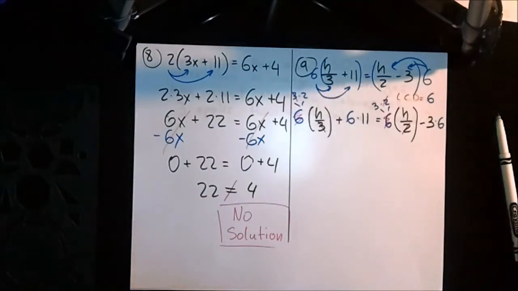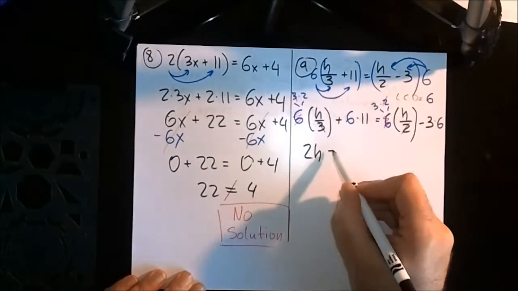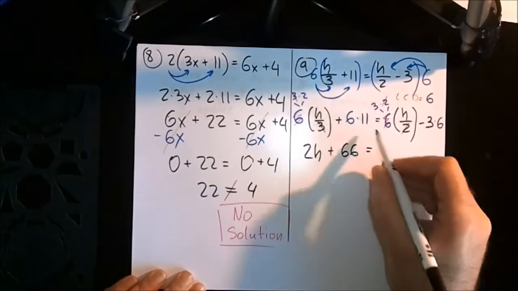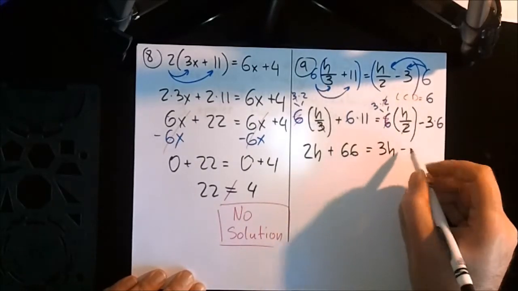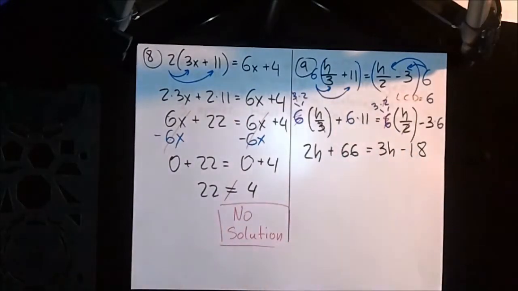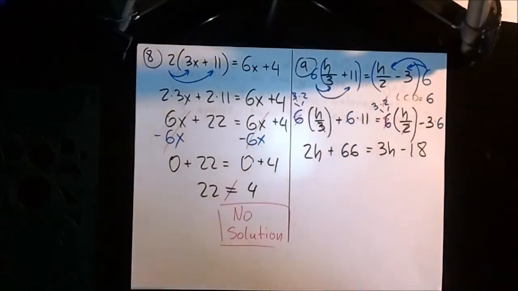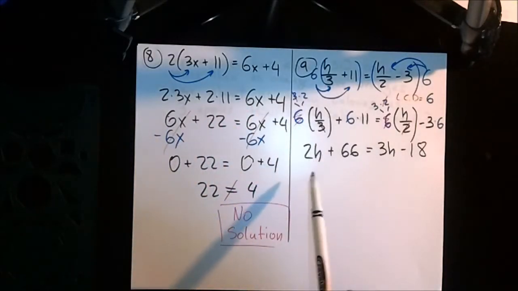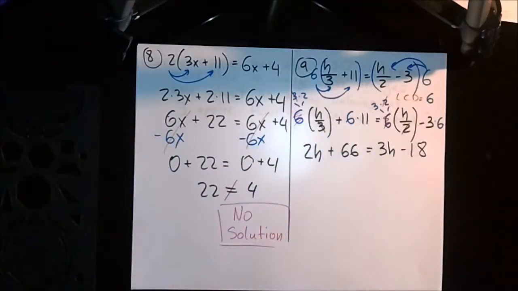Okay, so I can do 2 times h, which is 2h, plus 6 times 11, which is 66, equals 3 times h and minus 3 times 6, which is 18. So let's stop here for a second, and if you have any questions about how I did all that, ask me now, and I'm also going to check my math as we do that. All right, I don't see any mistakes, but doesn't mean I didn't make any. So let's just go with it.